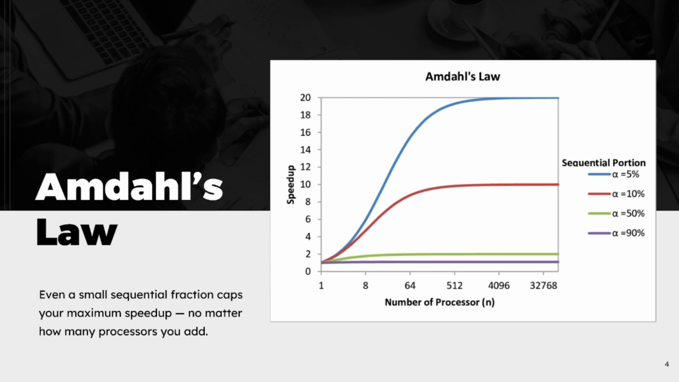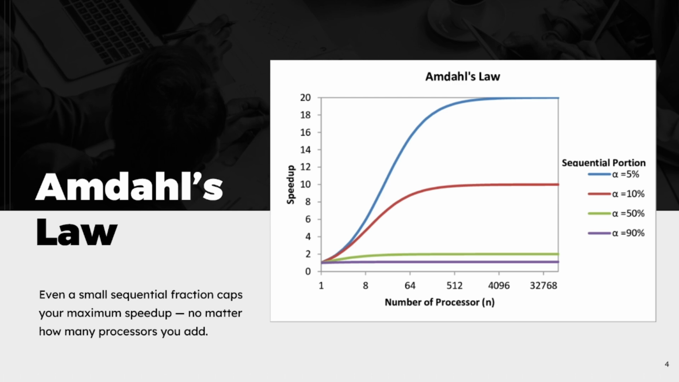For example, if 10% of your program has to run sequentially, your theoretical speedup can never exceed 10 times, even with an infinite number of processors. This is a humbling but essential idea for algorithm design, because it tells you where to focus your effort. The sequential bottlenecks are usually the real target, not just throwing more hardware at the problem.